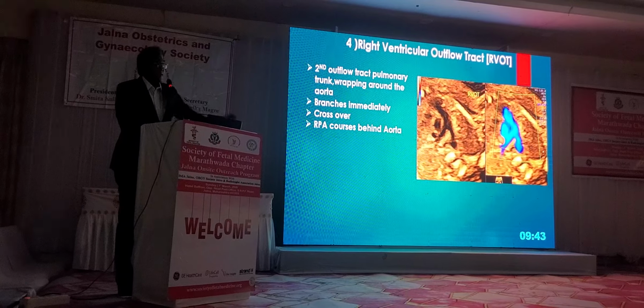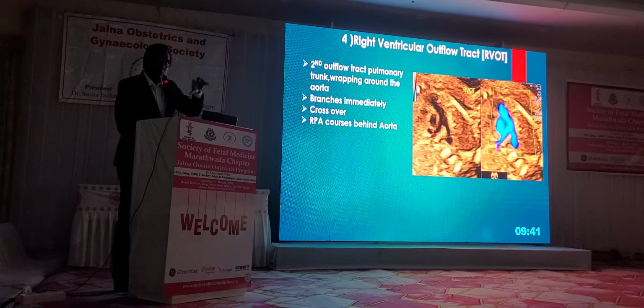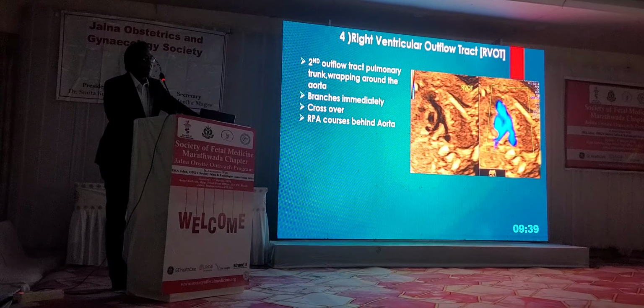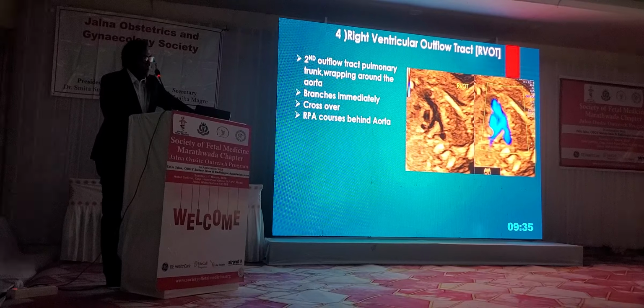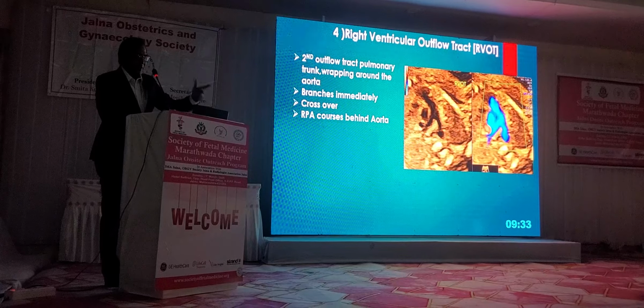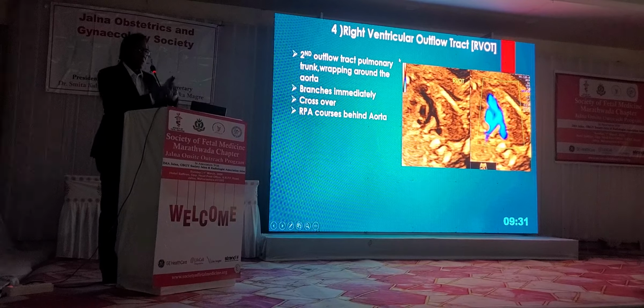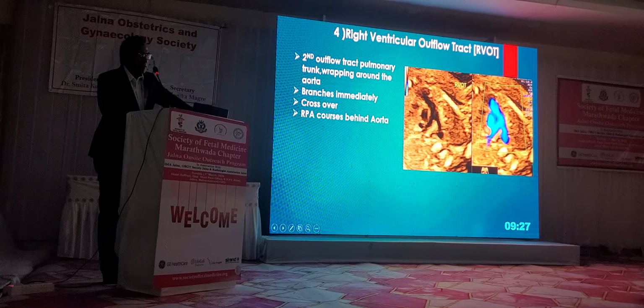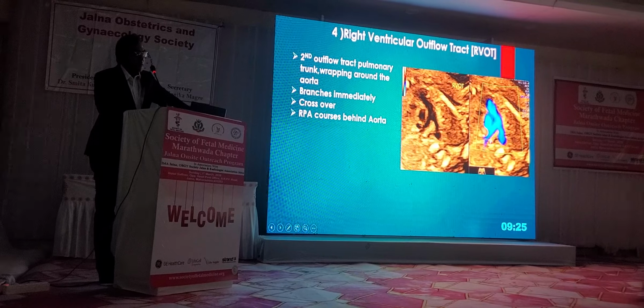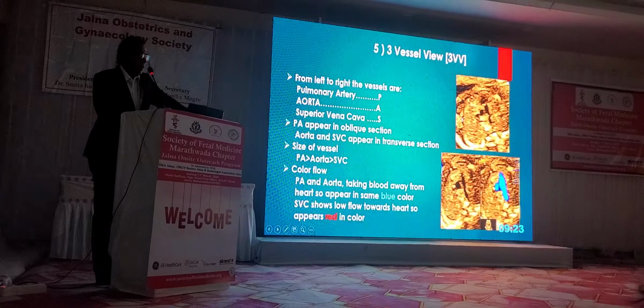Coming next to RVOT, as I told, we have to rotate the probe slightly towards the fetal left shoulder to get a better view, and RVOT will branch immediately after its origin. It will cross over the aorta, and the right branch will go behind the aorta.